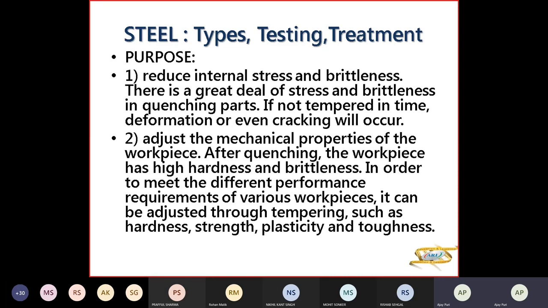Then tempering is done, second, to adjust the mechanical properties of the workpiece after quenching. The workpiece has high hardness and brittleness. In order to meet the different performance requirements of various workpieces, you are adjusting through tempering its hardness, strength, plasticity, and toughness. So the second purpose is to make it tough. First was reducing your internal stress and brittleness. Second is making it tough.